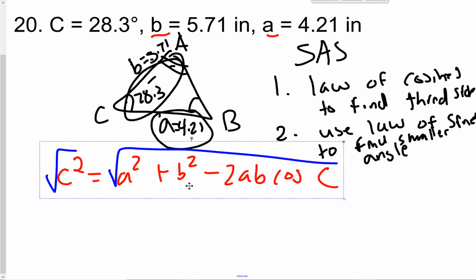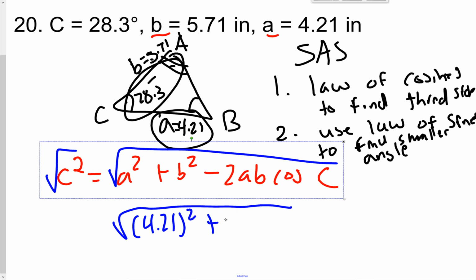You can type all this in first, or you can probably put it all into the calculator at once and get the correct answer. That's what I'm going to do. I'm going to put a square root and then put in parentheses my A, square it, plus, put in parentheses my B, and square it, and then I'm going to subtract 2.